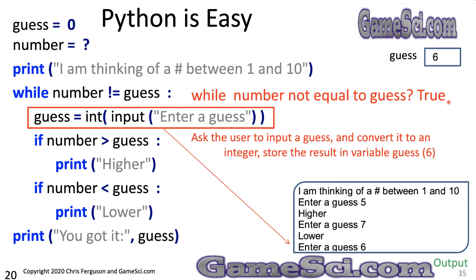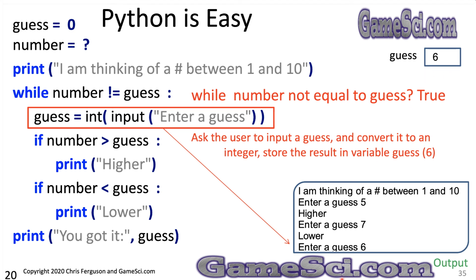While the number is not equal to guess was a true statement, so we're jumping inside the indented block and executing all the code in the indented block. Ask the user to input a guess and convert it to an integer. Store the result in the variable guess. So there's our enter a guess showing up on the screen. The user input a 6 and hit the enter key. When they hit the enter key, it was sent back, converted to an integer, and stored in the variable guess, and a 6 showed up in the variable guess.